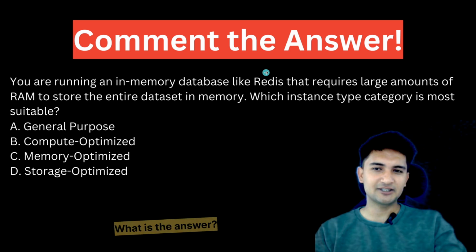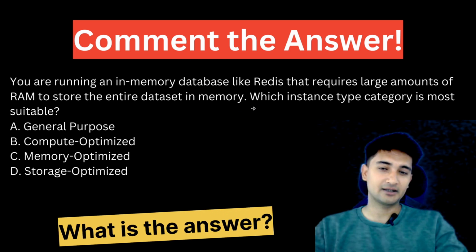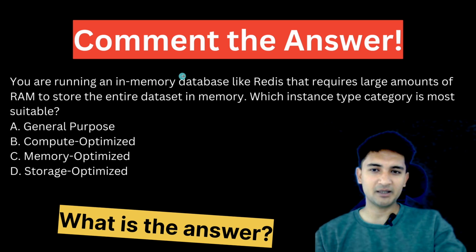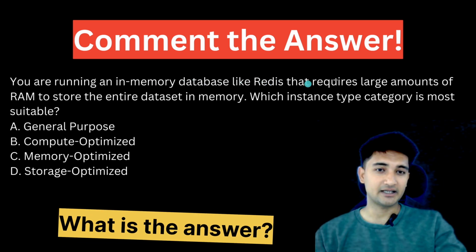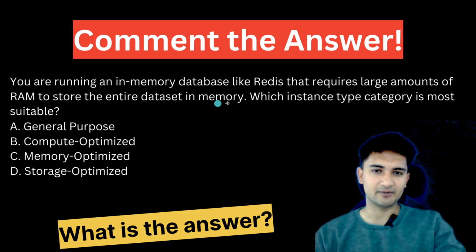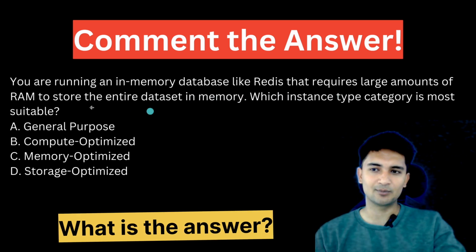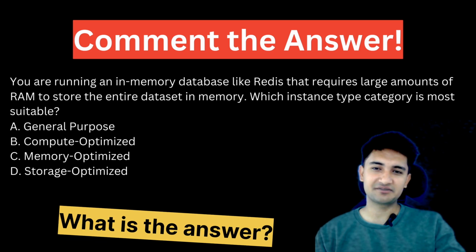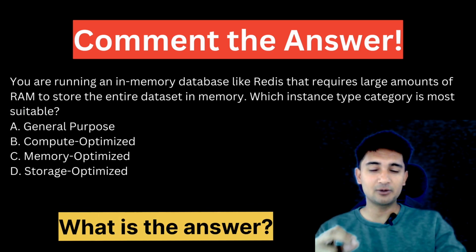If you did, make sure to answer this question and write down the answer in the comment section. So the question is, you are running in-memory database like Redis that requires large amounts of RAM to store the entire dataset in memory. Which instance type category is the most suitable? I think this is a very easy question. If you have watched this video till the end, you should be able to answer this question.